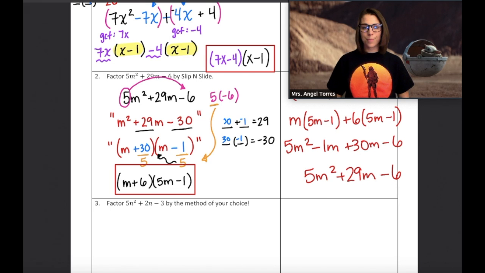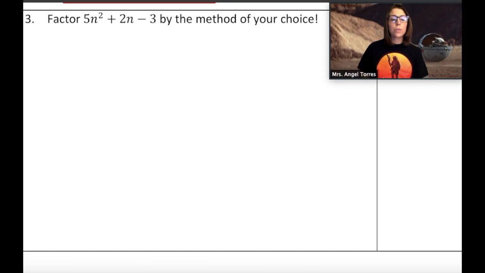Okay, number 3, we have another trinomial here, 5n squared plus 2n minus 3, with a leading coefficient that's greater than 1, which means we have to use either supergrouping or slip and slide. But it looks like this time you get to choose. So go ahead and do this one now using the method of your choice.